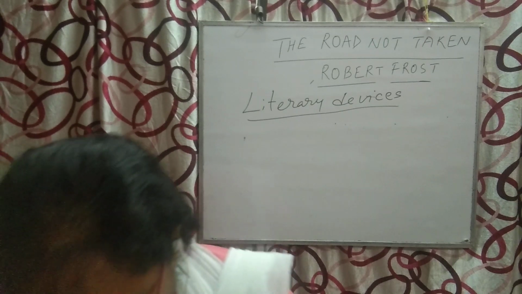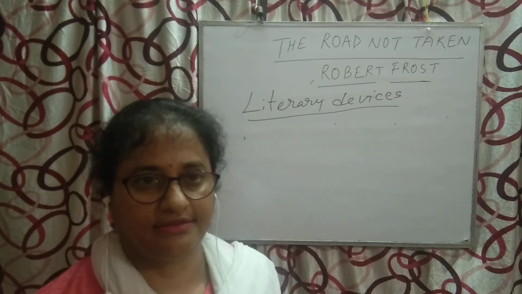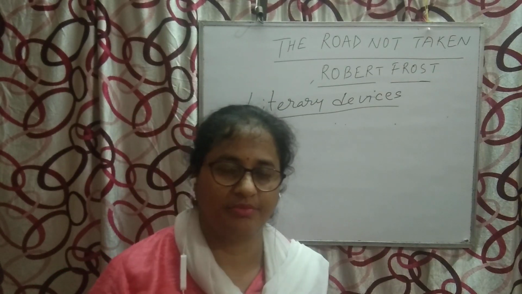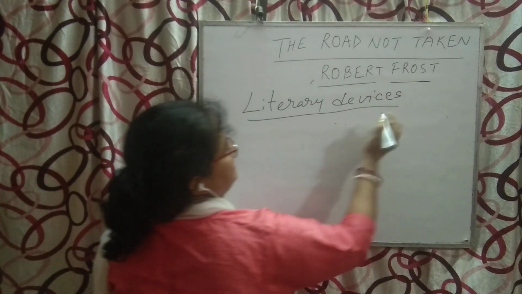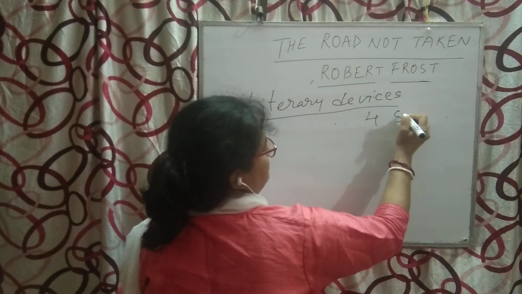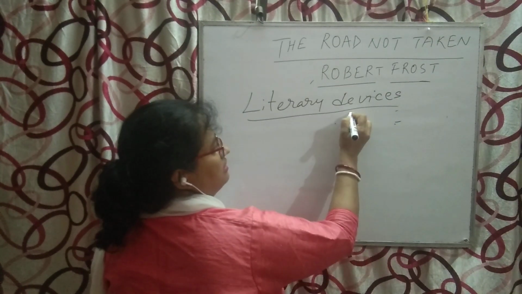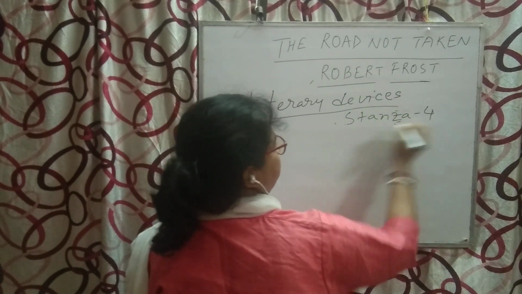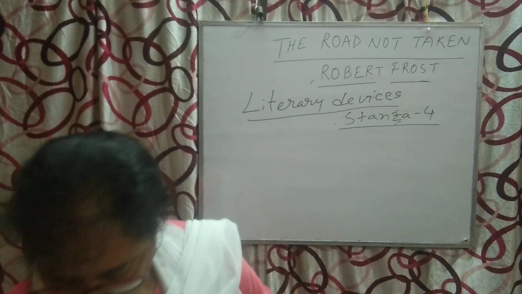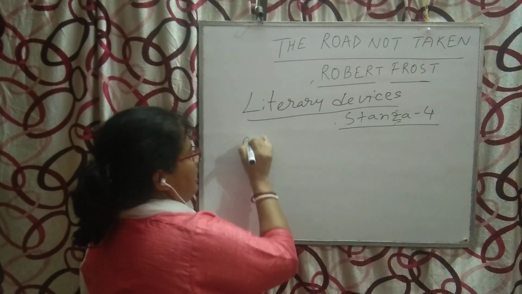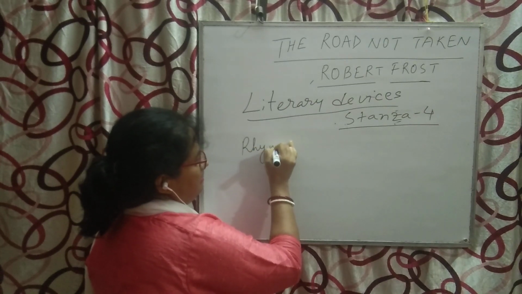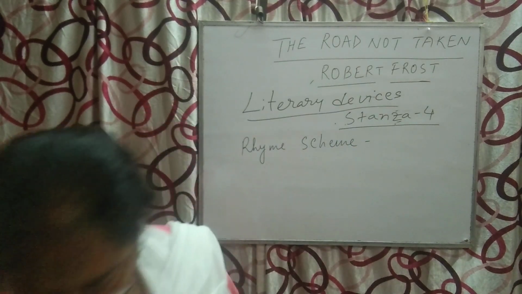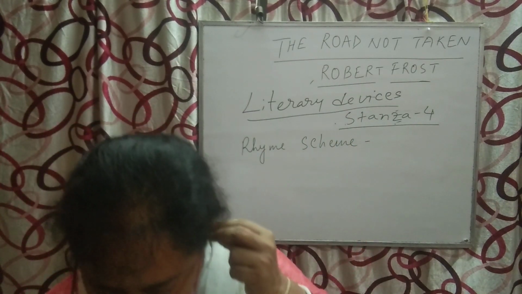Now moving to the next, the last stanza. What are the literary devices the poet used? Again, literary devices, stanza 4. Again, first of all, we will see the rhyme scheme. What is the rhyme scheme?